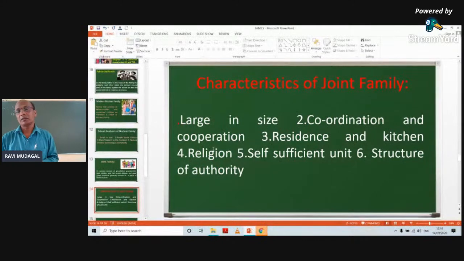And the structure of authority. In joint family, we can see structure of authority. In joint family, seniors have the authority. They have the powers to take their own decisions. They don't listen to the juniors. In joint family, we see senior people who usually take decisions, who usually take final decisions. Dear students, these are the characteristics of joint family. Okay.